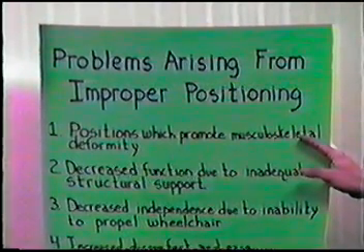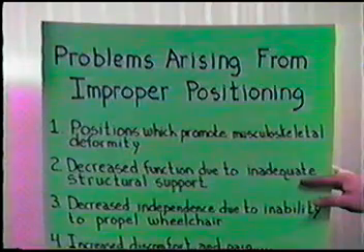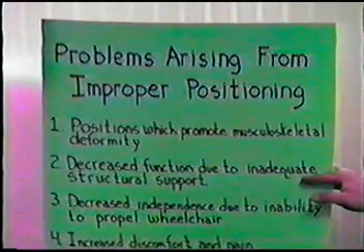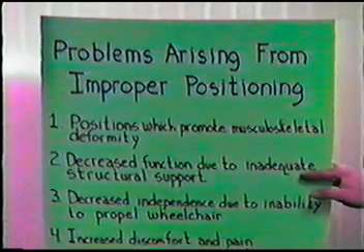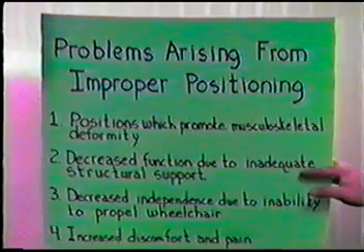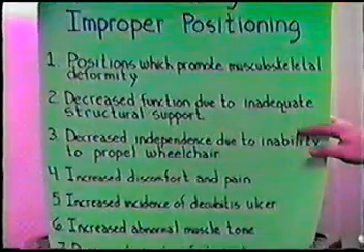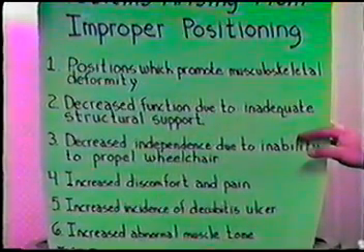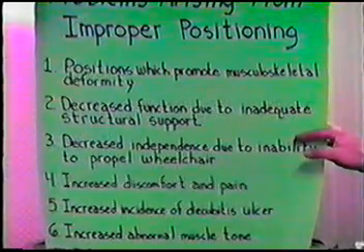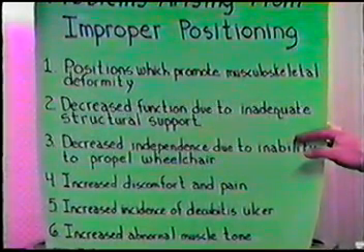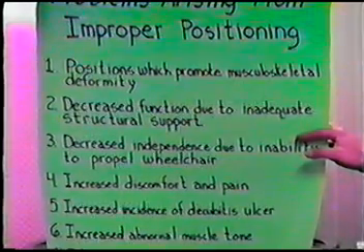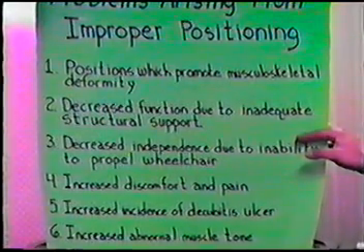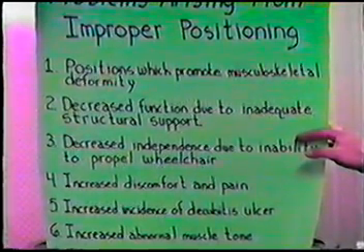little bit later. Another problem is decreased function due to inadequate structural support. Again, it could be the poor wheelchair design itself. It could be a problem of decreased proximal stability, or it could be a number of reasons that we'll cover also. Another problem we have is decreased independence due to inability to propel the wheelchair. Often that is because a resident has been placed in an inappropriate wheelchair, either one that cannot be propelled by the resident or one that was not designed to be propelled at all. It may also be a problem of inappropriate truncal stability, hemiplegia, abnormal tone, or a number of other reasons.